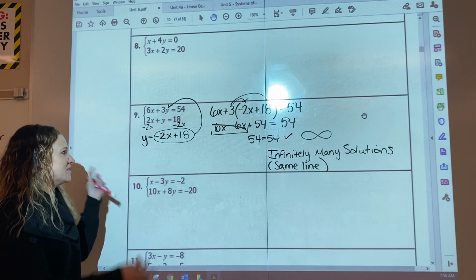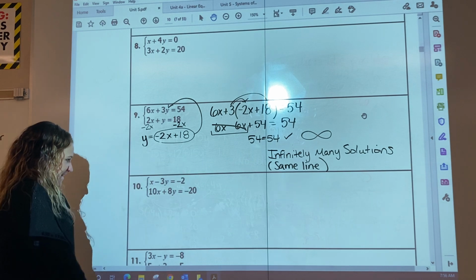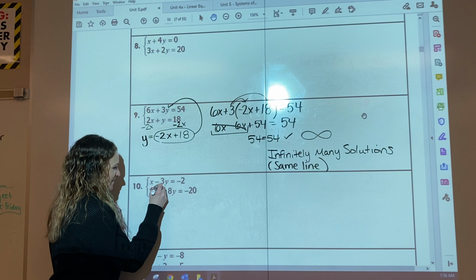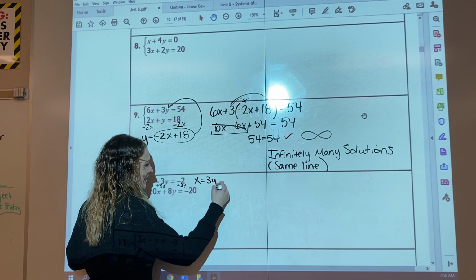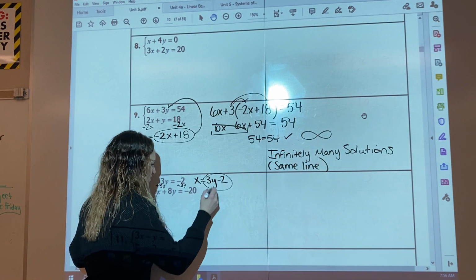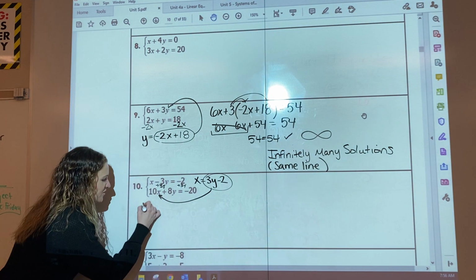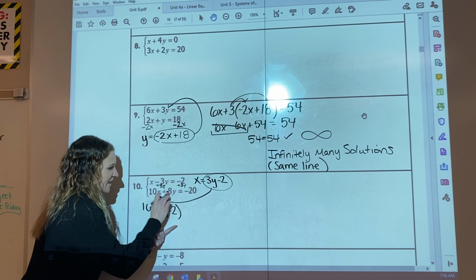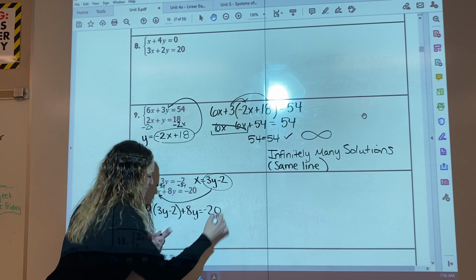All right, I like those ones. It makes it easy for us. Let's jump to number 10. All right, I see the x by itself. The only thing I'd have to move is that 3y, so I'm going to do that right away. So now x equals 3y minus 2. Now that I've solved for that x, I'm going to substitute that in for my x in the other equation. So I have 10 times 3y minus 2. Close that back up. I've got to continue with that other equation, plus 8y equals negative 20.